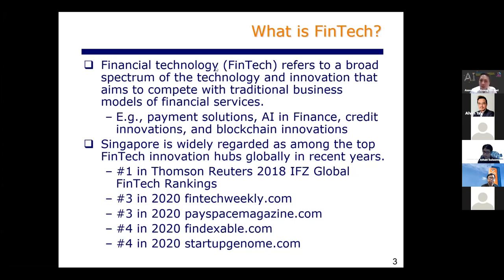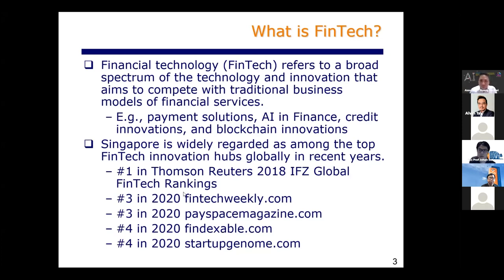So Singapore has been regarded as one of the most important fintech innovation hubs globally, not just in Asia, in all of the rankings. For example, in the Thomson Reuters ranking, we ranked number one in 2018. And in almost all of the rankings, Singapore is always within the top five, and usually top three or top four, because it's like New York, London, Tokyo, and so on. So that's also a great achievement of our government.